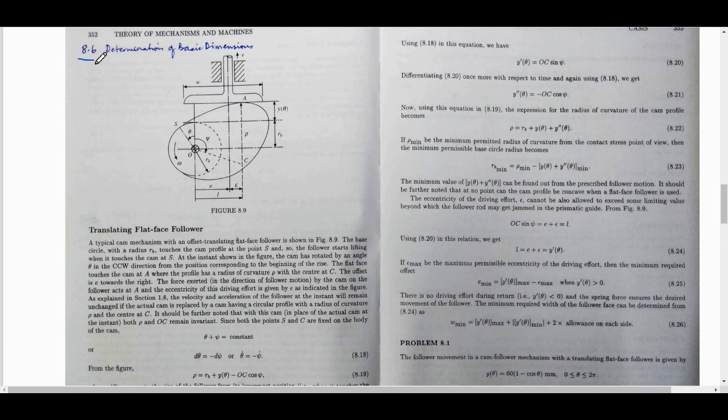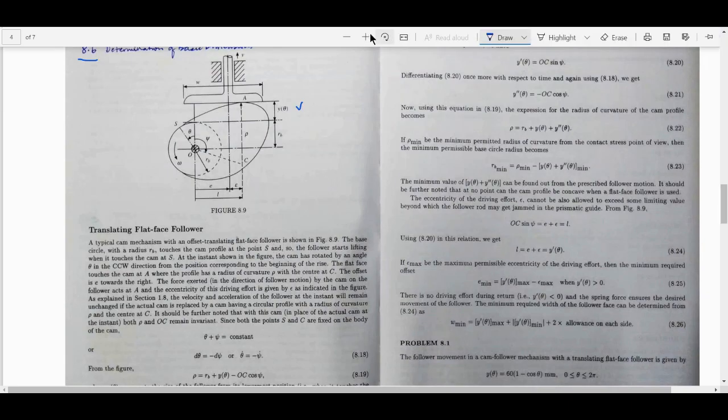Now this is a part that is actually quite surprising. Based on some relatively simple information about what the desired y is, and whether it is a flat-faced follower or some other type, some rather remarkable conclusions can be drawn. Okay, so let me show you now. Let me see if I can make it a bit bigger.